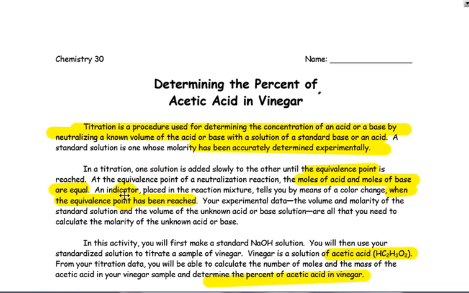So just to review a few things, in a titration, one solution is added slowly to the other until the equivalence point is reached. At the equivalence point of a neutralization reaction, the moles of acid and moles of base are equal. An indicator placed in the reaction mixture tells you by means of a color change when the equivalence point has been reached. Your experimental data, the volume and molarity of the standard solution, and the volume of the unknown acid or base solution are all that you need to calculate the molarity of the unknown acid or base.